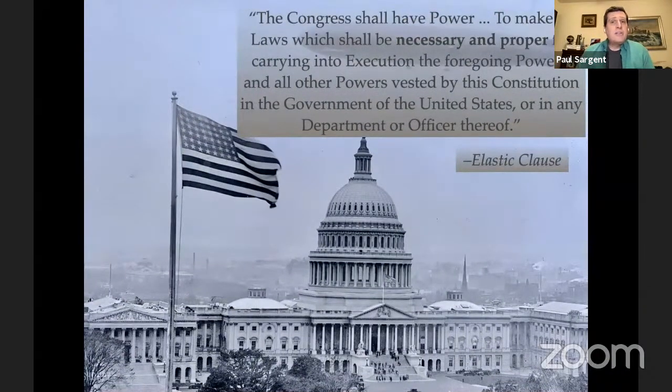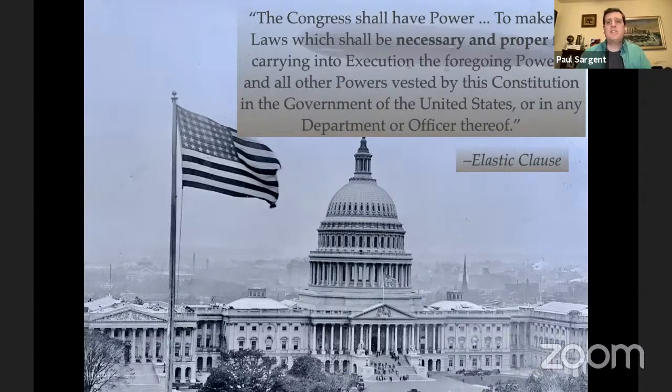Now, the other thing that is important to understand about congressional powers is this elastic clause. This comes at the end of Article 1, Section 8, where the provision says the Congress shall have the power to make all laws which shall be necessary and proper for carrying into execution the foregoing powers, all those ones that were listed ahead of it, and all other powers vested by this Constitution in the government of the United States or in any department or officer thereof.